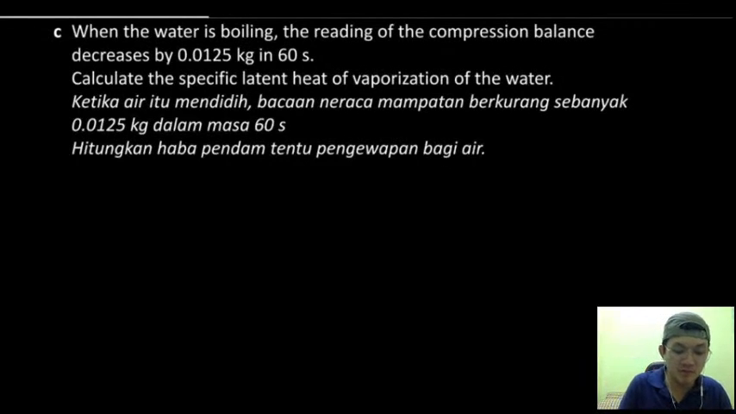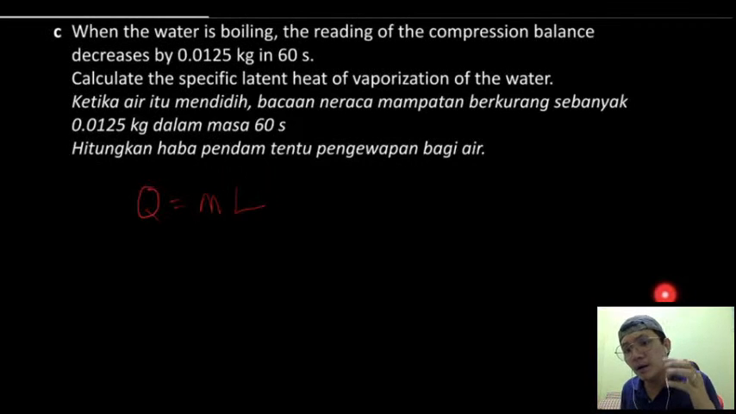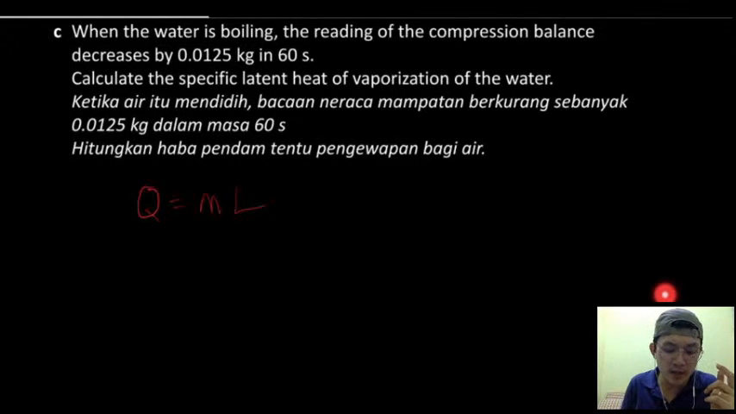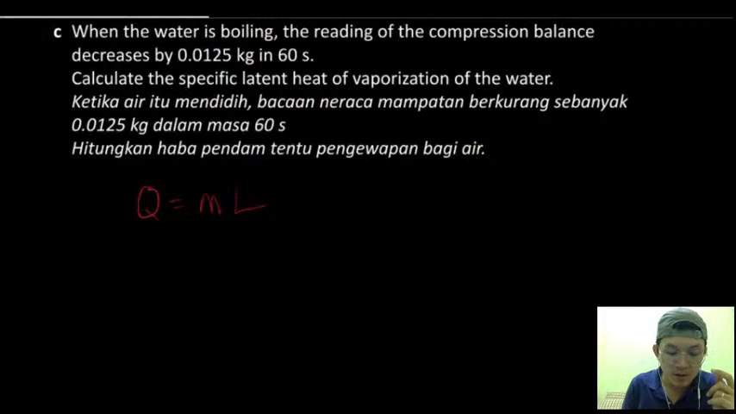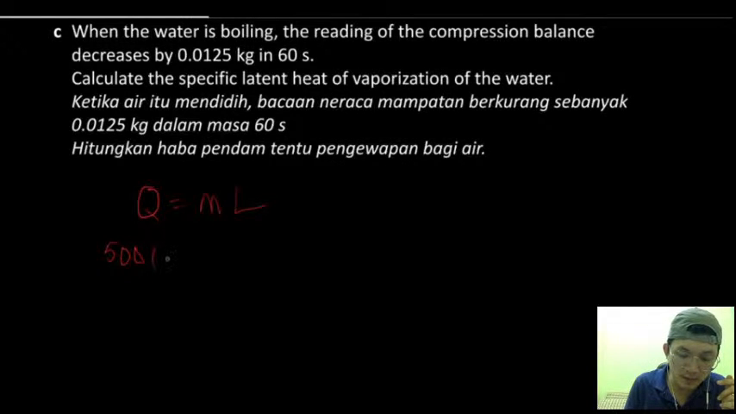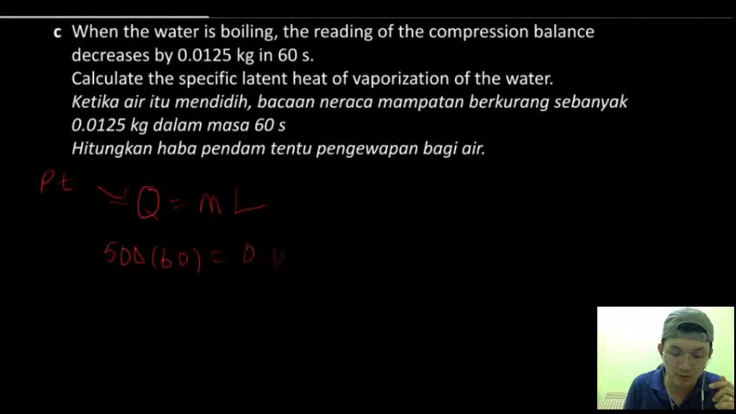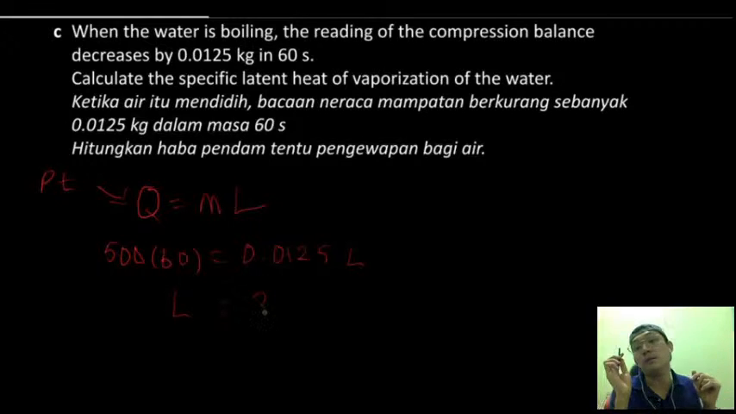That means you have to use Q sama dengan ml. Okay. Berapa Q? Soalan tadi diberi power ialah 500 watt. So 500 watt ini kamu kena darab dengan masa 60 saat. Because Q adalah sama dengan PT. M adalah sama dengan 0.0125. Dan kamu ada L. So you can calculate your L adalah.